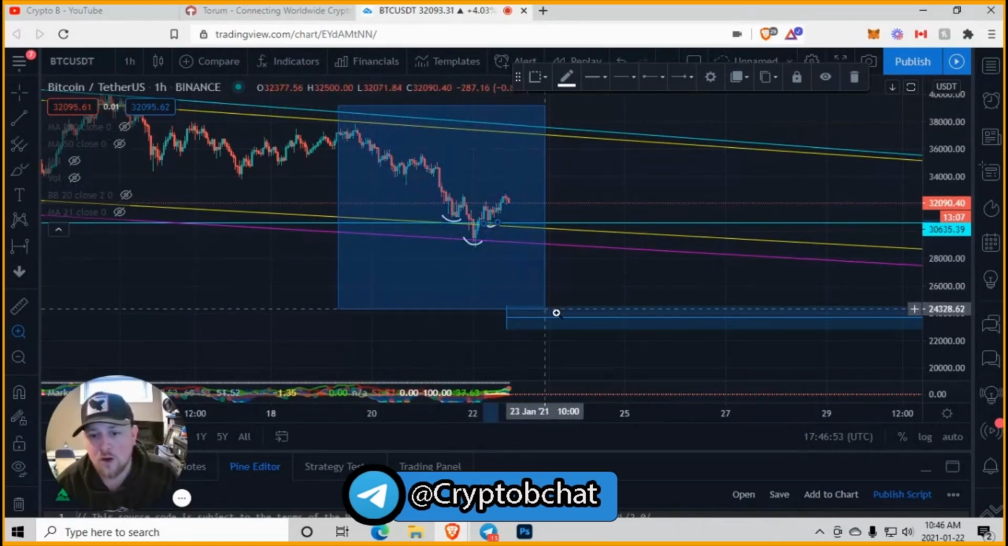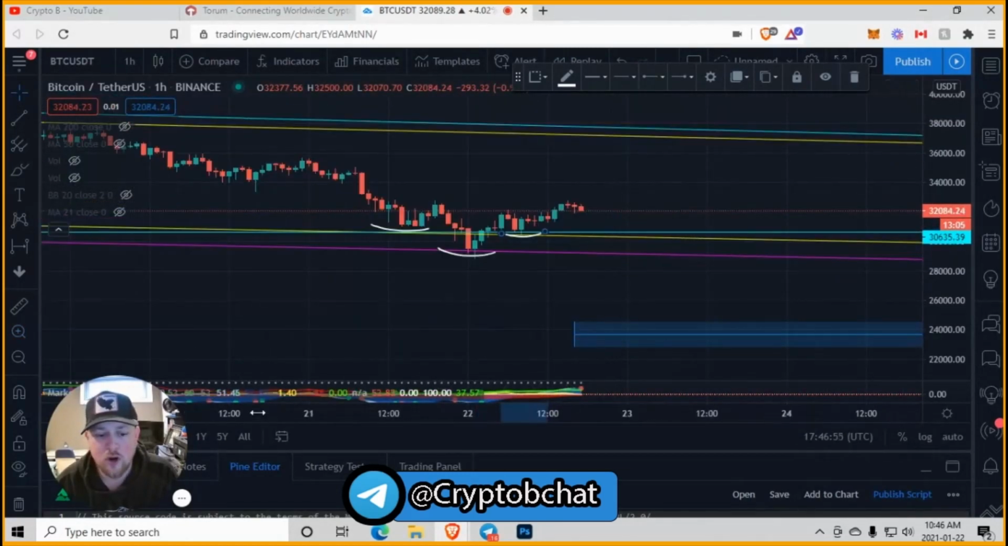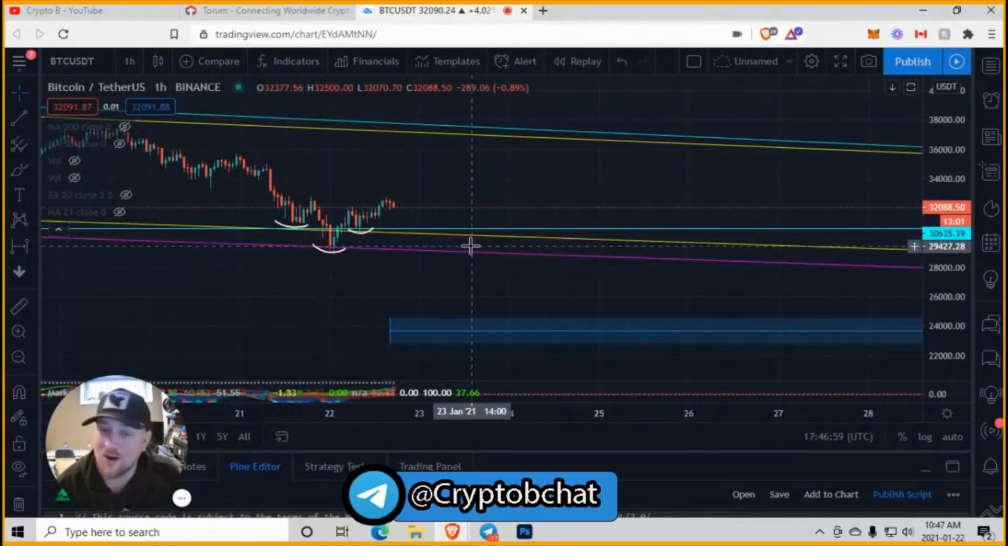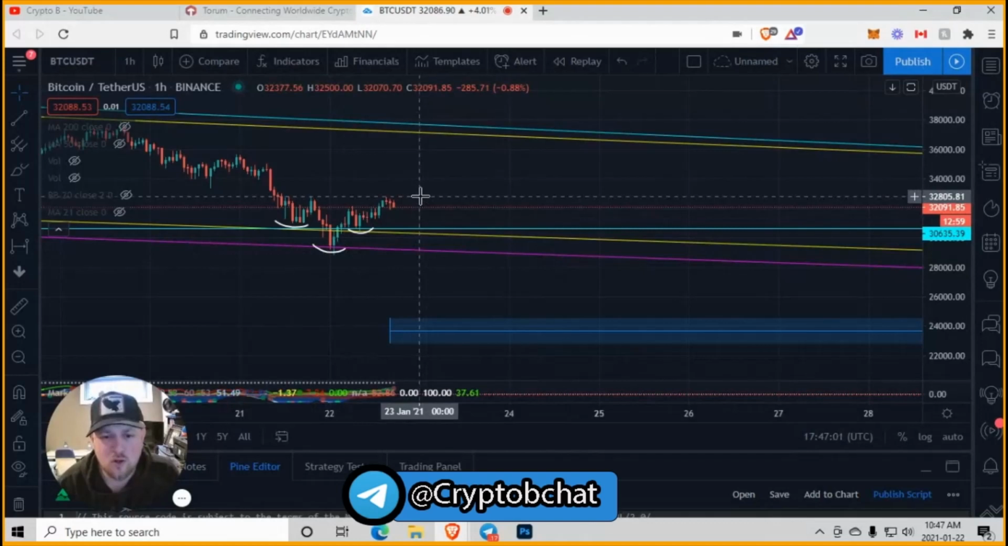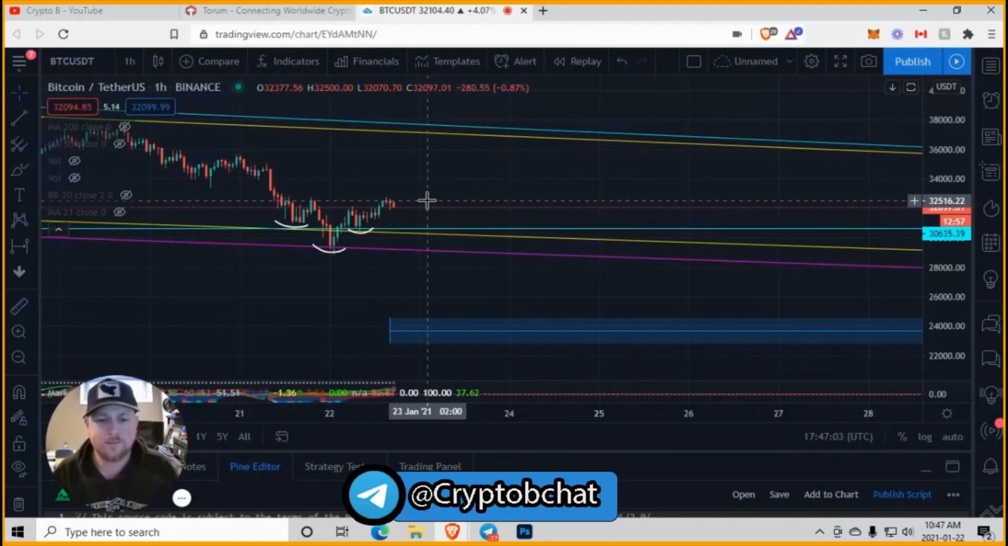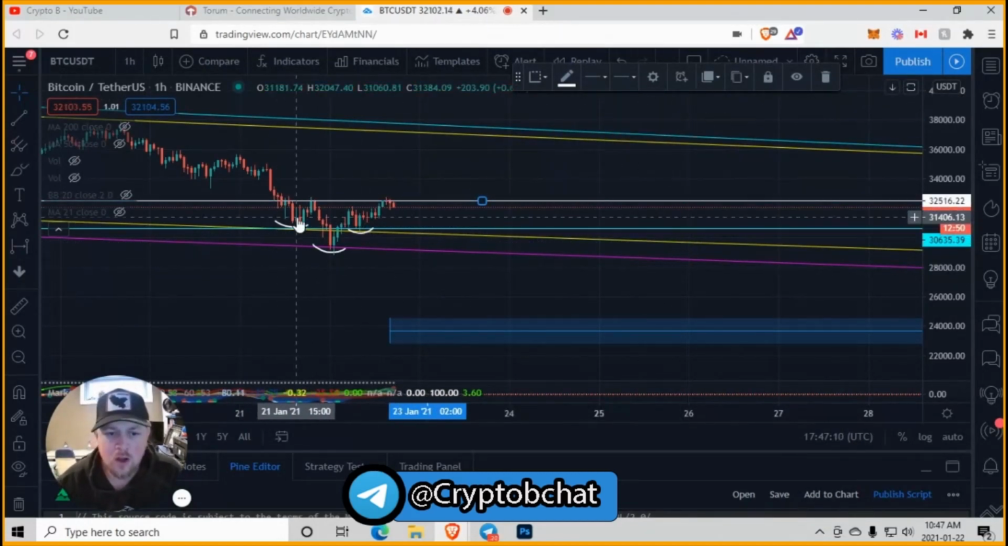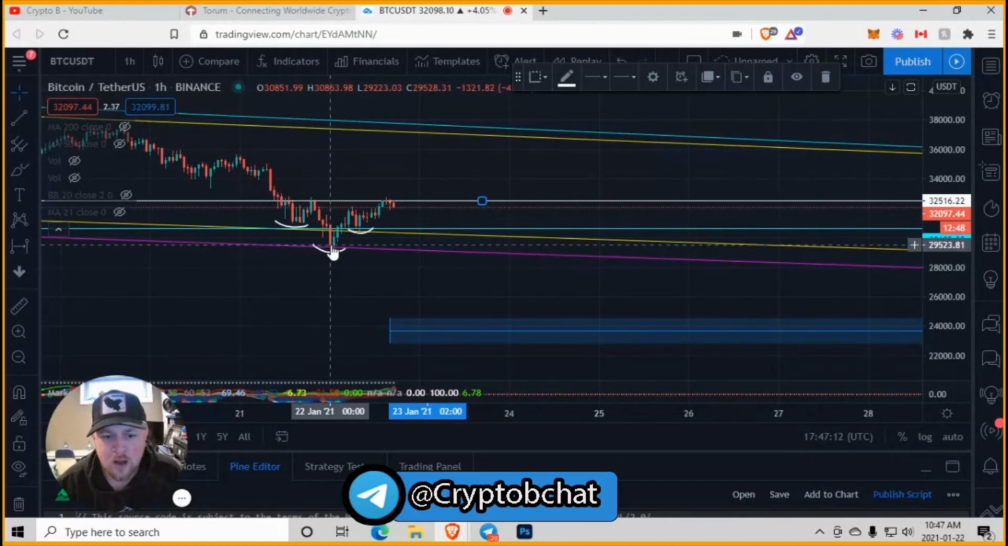So you zoom in on your 1-hour, you get your trend lines drawn. Now you can see it a little bit more clear. The more lines, the more drawings you do, the more confusing it gets, guys. As you can see, it could not break through this line here. Let's make that one white. So it went up, rejected, came down, support, went up, rejected.